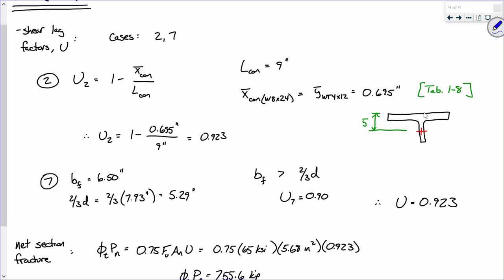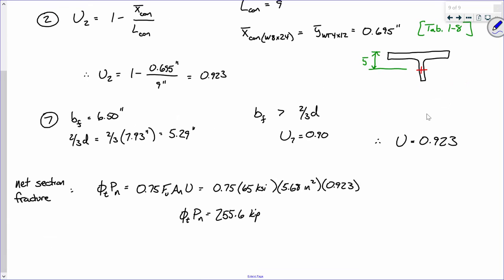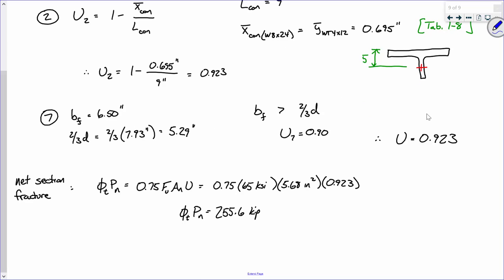So here's our U2, it comes out to 0.923. And then U7 is really just following the table and following the spec. That comes out to be 0.9. And then which one do you use? You use the larger according to the notation in case 7. And then finally we get a capacity of 255.6 kips.